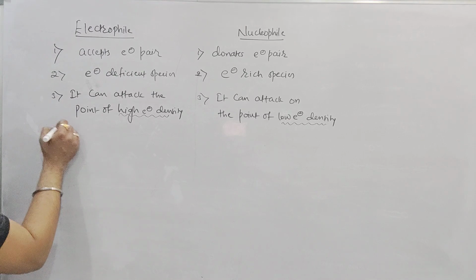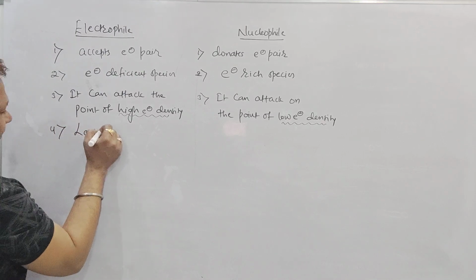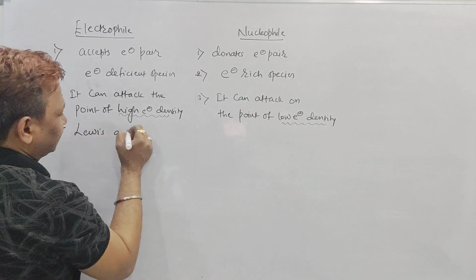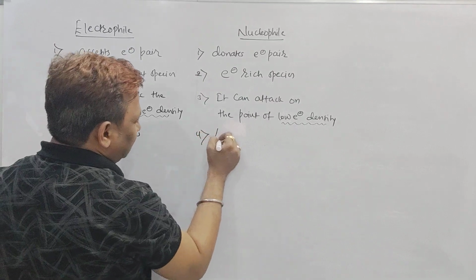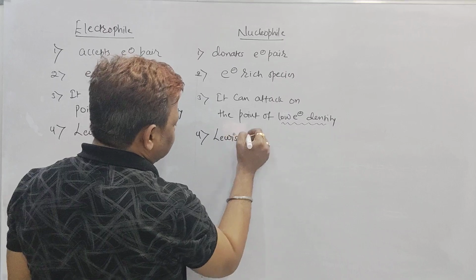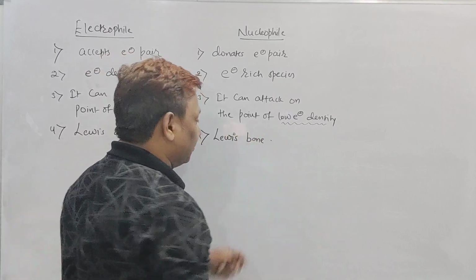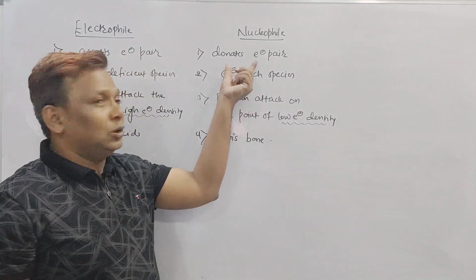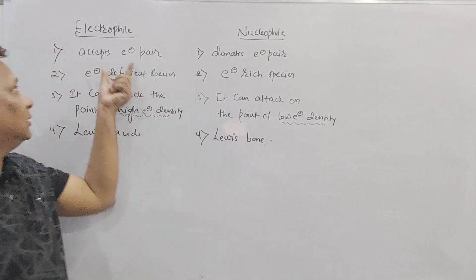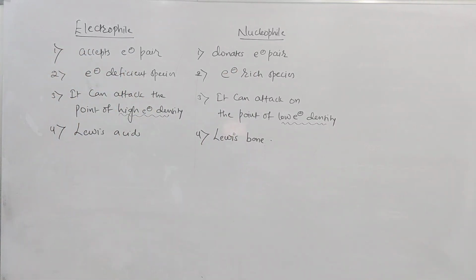Sir, it acts as a Lewis acid, because tendency to accept the lone pair acts as a Lewis acid. Sir, it acts as a Lewis base. Lewis base means tendency to donate a lone pair. Lone pair donor, Lewis base. Lone pair acceptor, Lewis acid. Right? But usually positively charged species are the electrophile.